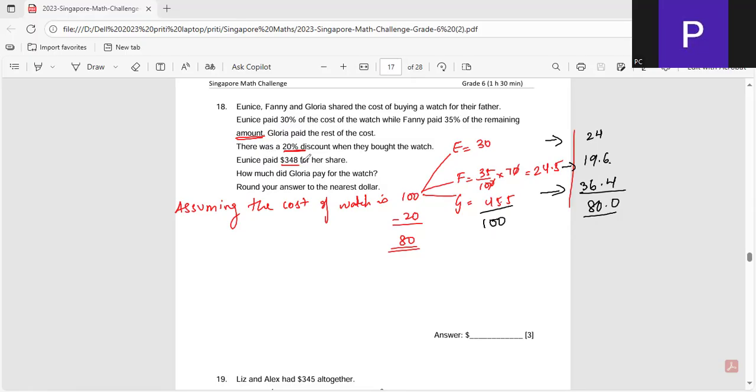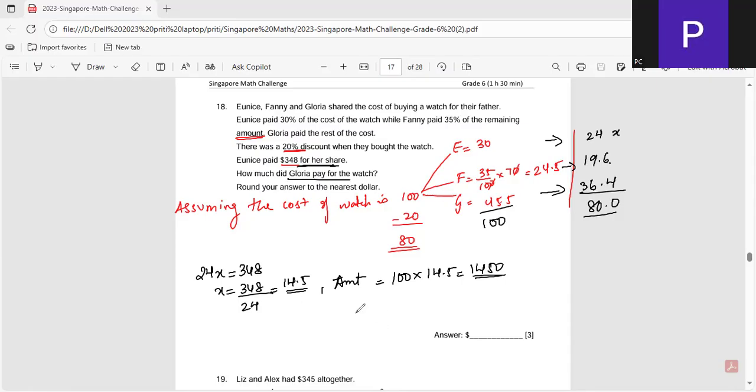So now Eunice paid $348 for her share. Assuming her share was 24x because we don't know the total value. So Eunice's share was 24x, which was $348. So how much was the total amount? The total amount is x. So 348 is 24 x, so x is 14.5. So 14.5 is the ratio in which it is divided. So what is the amount of the watch? It is 100 into 14.5, which is 1450. This is the cost of the watch.